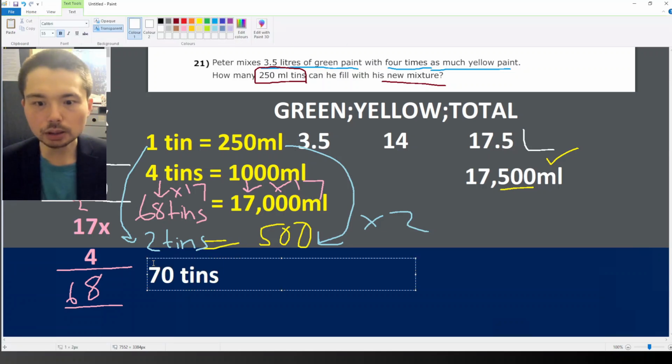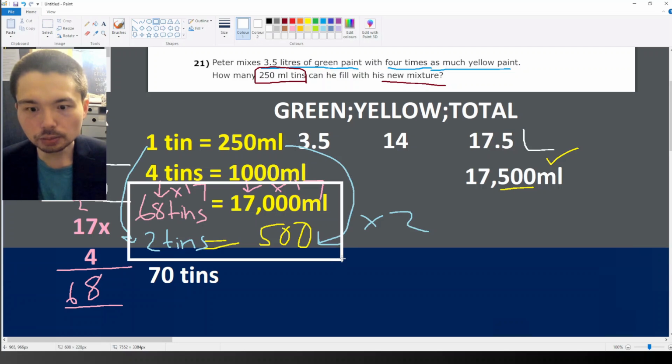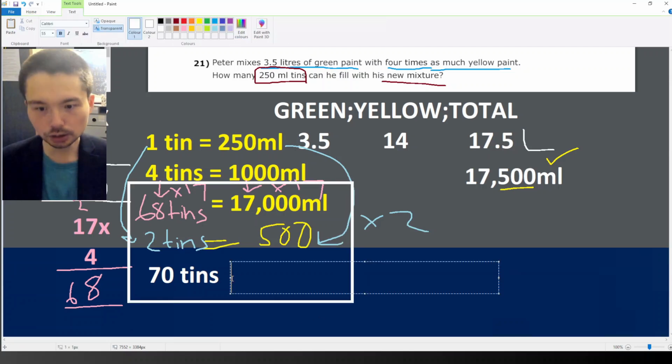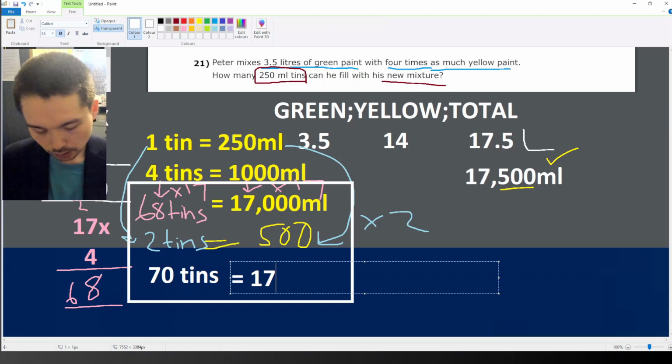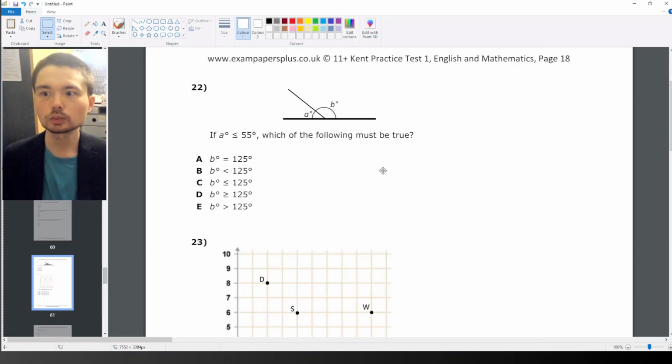Why have I done that? Because I'm just looking at these 2 bottom rows, 68 tins. That's equal to 17,000. This one, 2 tins is 500, so we just add the 2 together. So 17,500, which is what we want. So the final answer, it will be 70 tins. What a fantastic question.